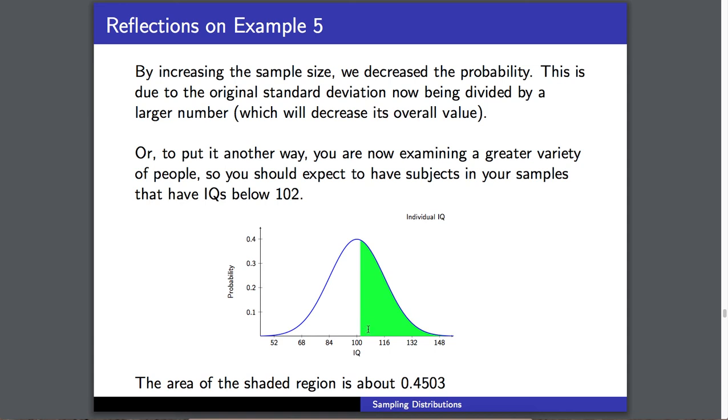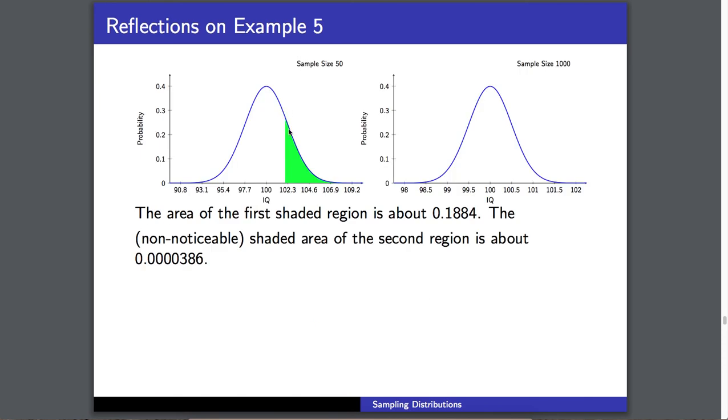So again, with an individual, the probability that their IQ is greater than 102 is about 0.4503. Here is our sample size of 50. This title got shoved over to the right here in each of these pictures, so oh well. But here's our 0.1884 that we got in example 5b. And then for a sample size of 1,000, notice how it affects the X scale here for our standard deviations. So here we got 2.3 as our standard deviation. Here we got about a half as our standard deviation. We can't even see the value here because it's over on this side.